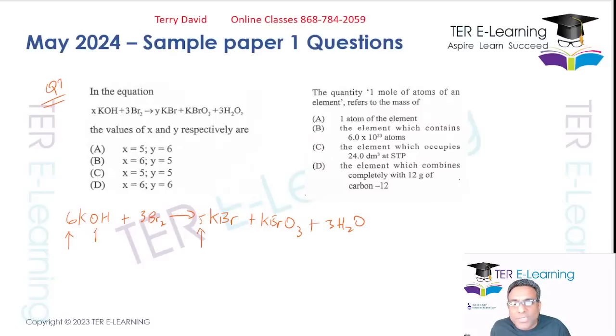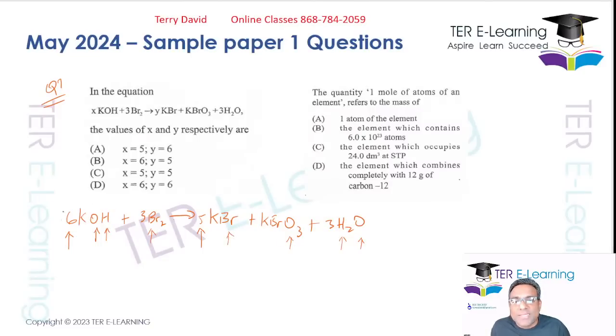In terms of oxygen, we have 6 here. And on the right hand side, we have 3 and 3. So we have 6. So the oxygen balances. In terms of hydrogen, we have 1 and 6, and we have 6 here. So the hydrogen balances. And then we have 6 Brs, and then we have a 5 here, and we have 1 here.